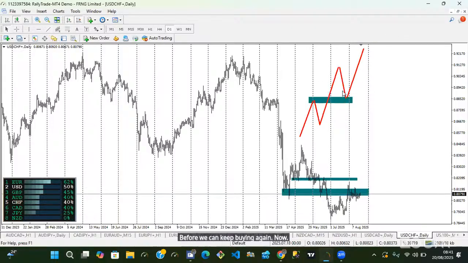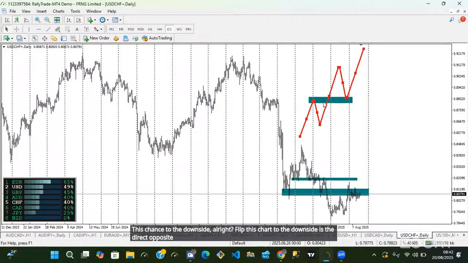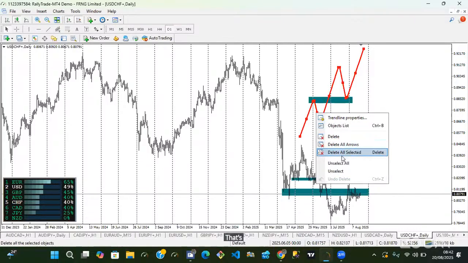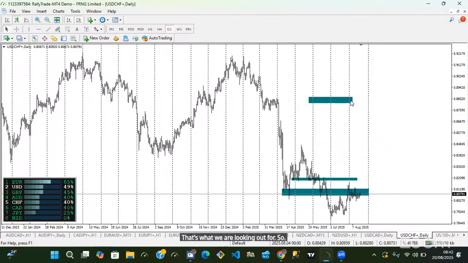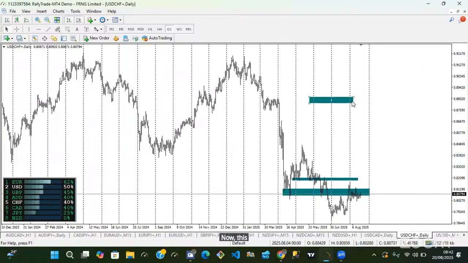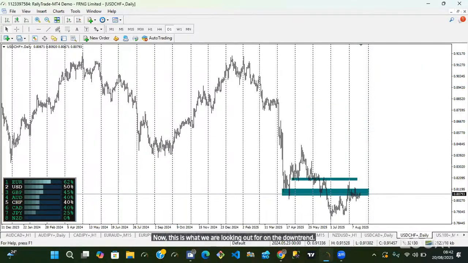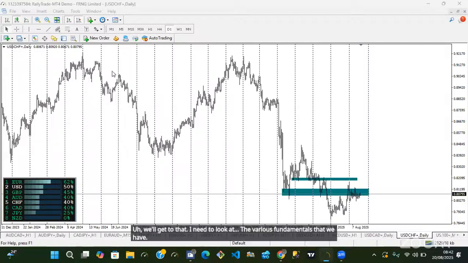Now, on the downward trend, the direct opposite. Just flip this chart to the downside, all right? Flip this chart to the downside is the direct opposite. When price is on the downtrend, that's what we are looking out for. So now this is what we are looking out for on the downtrend. Let me look at these questions first. We'll get to that. I need to look at the various fundamentals that we have in order to ascertain this.